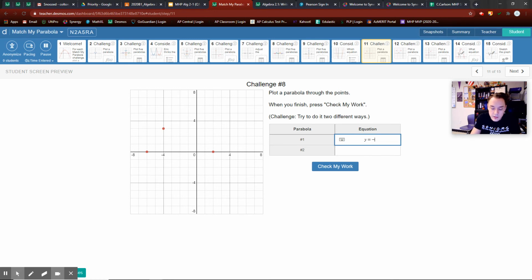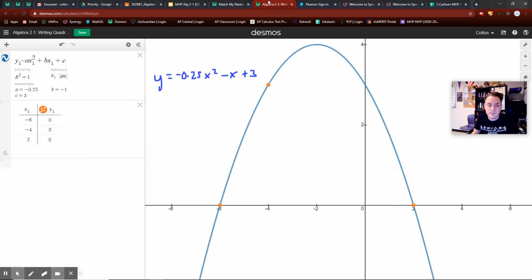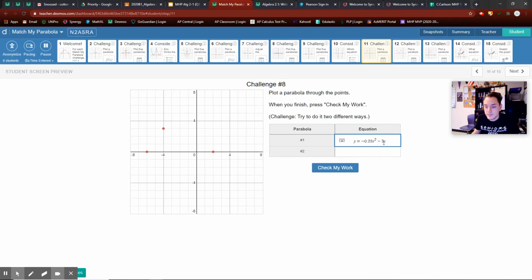Y equals -0.25, which is basically the same thing as 1/4, but you don't have to do that. It will register it either way. Minus 3x, and then I think it's 3x, right? Minus x plus 3. Minus x and then plus 3. And I can graph this, and it should work. You should get them right there. So that's one of them.